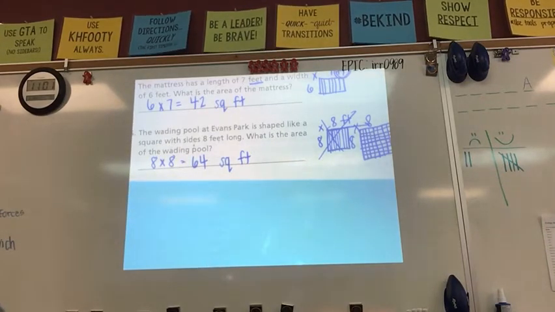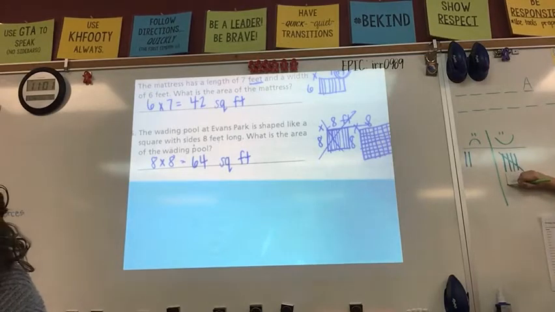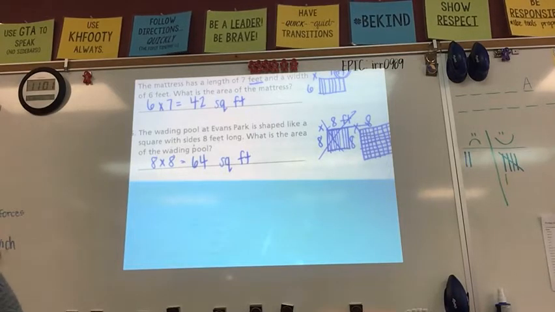Now, does it make sense for us to draw these squares in every single time? No. How many of you want to solve it that way by drawing squares and then counting 64 squares to find the area? You'd rather do it that way? If that helps your brain, that's fine. But did we get our answer when we just had this?